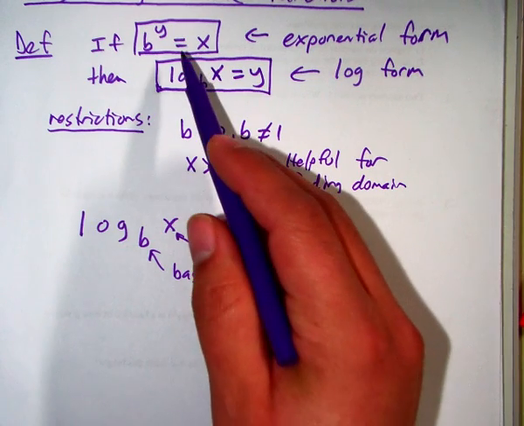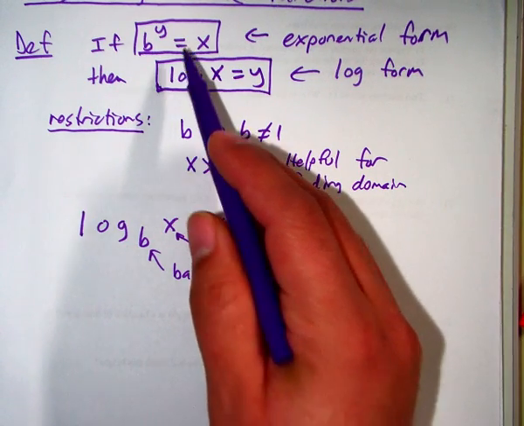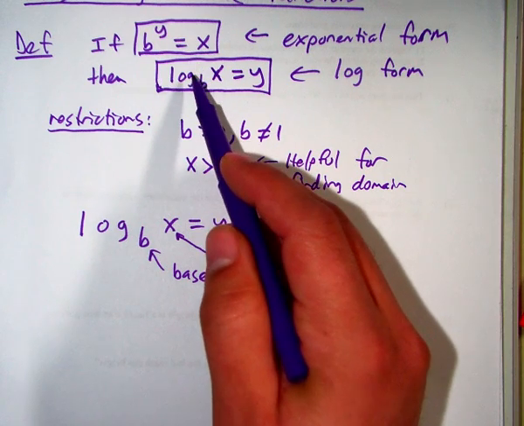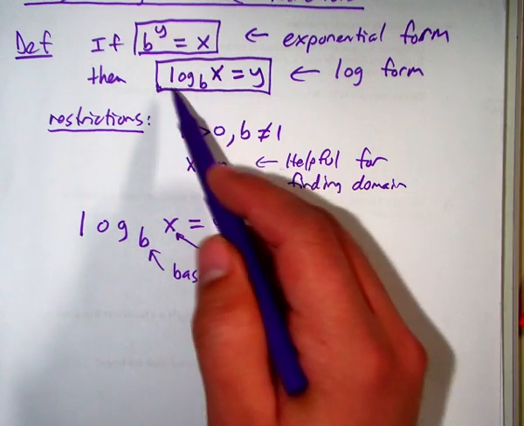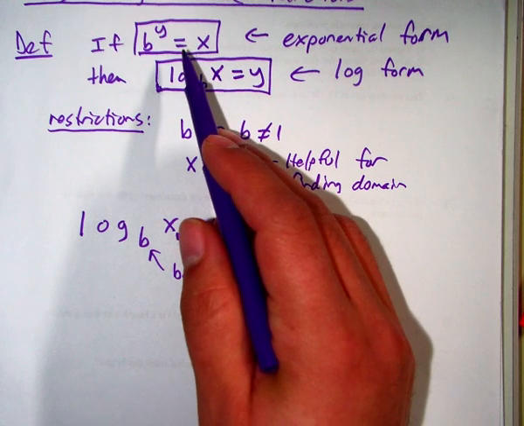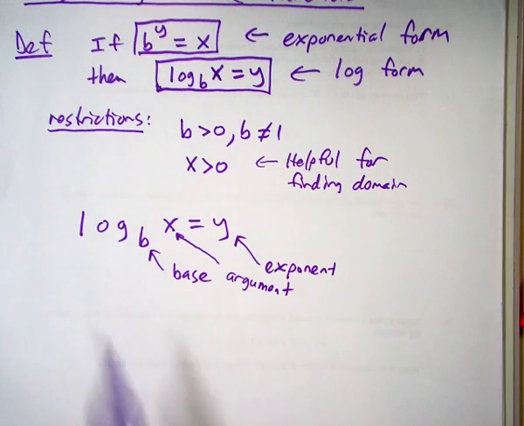It comes from the exponential format. These two things are exactly the same. They're just two different ways of writing something. Sometimes it's more useful to write it in log form. Other times it's more useful to leave it in exponential, and we'll see when that happens.